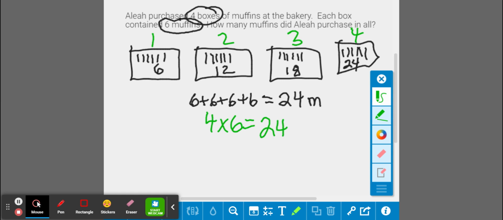And again, students are coming from doing repeated addition in second grade, and some students will do that and answer the problem that way. And other students will jump right into some skip counting and be able to do 4 times 6 equals 24 muffins. All right, so that's how you would solve a multiplication problem using equal groups.